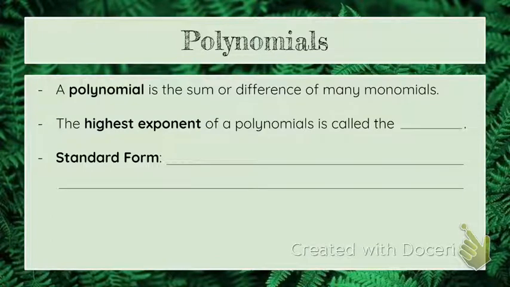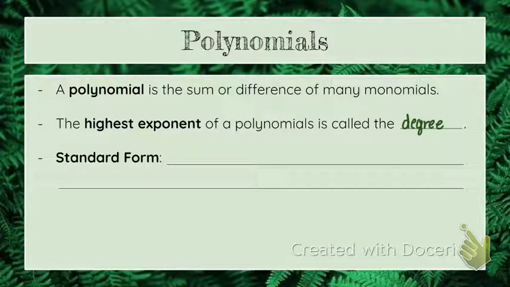Now that we've talked a little bit about monomials and practiced a little bit with them, we're going to talk about polynomials. And polynomials are the sum or difference of many monomials. So this is when we add and subtract monomials from each other. And the highest exponent of a polynomial is called the degree. So this is just like a vocab word that you need to remember. The degree of a polynomial is the highest exponent that exists in that polynomial.